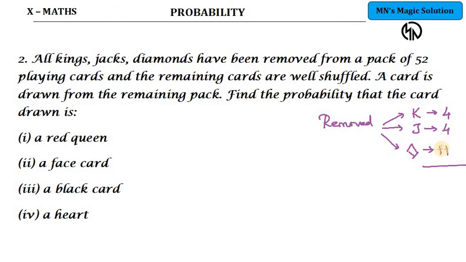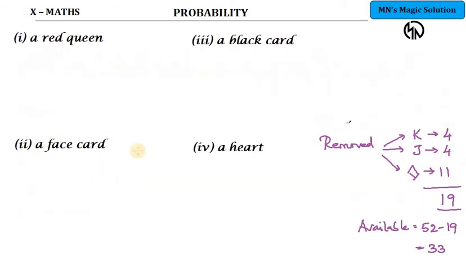So how many cards have been removed? 8 plus 11, which is 19. 19 cards have been removed from 52 cards. So pending how many cards are there available? 52 minus 19. So now we have 33 cards available with us. Now find the probability that the card drawn is a red queen.